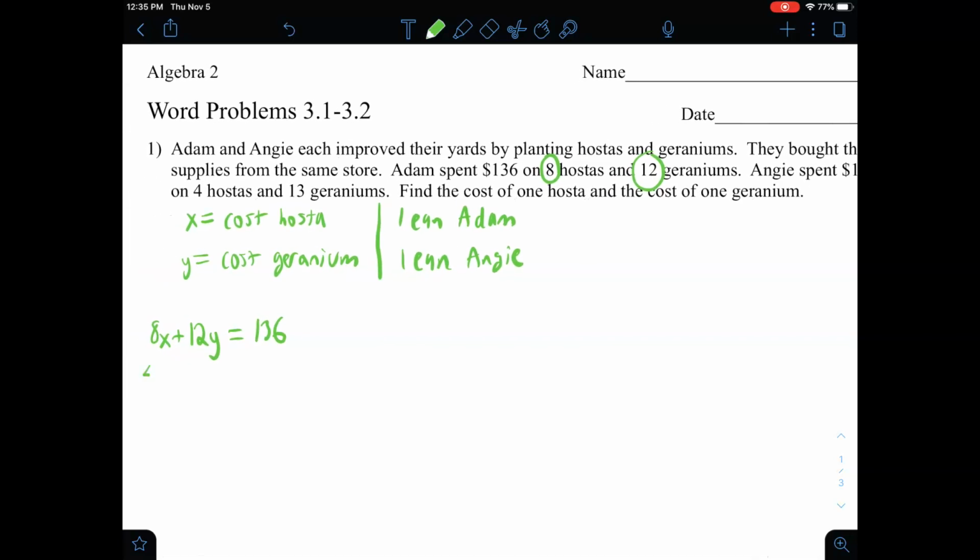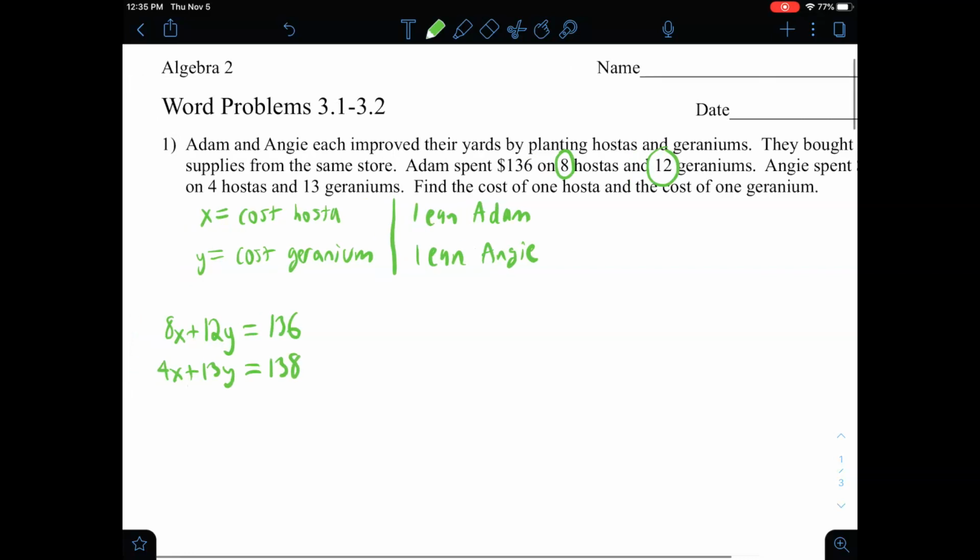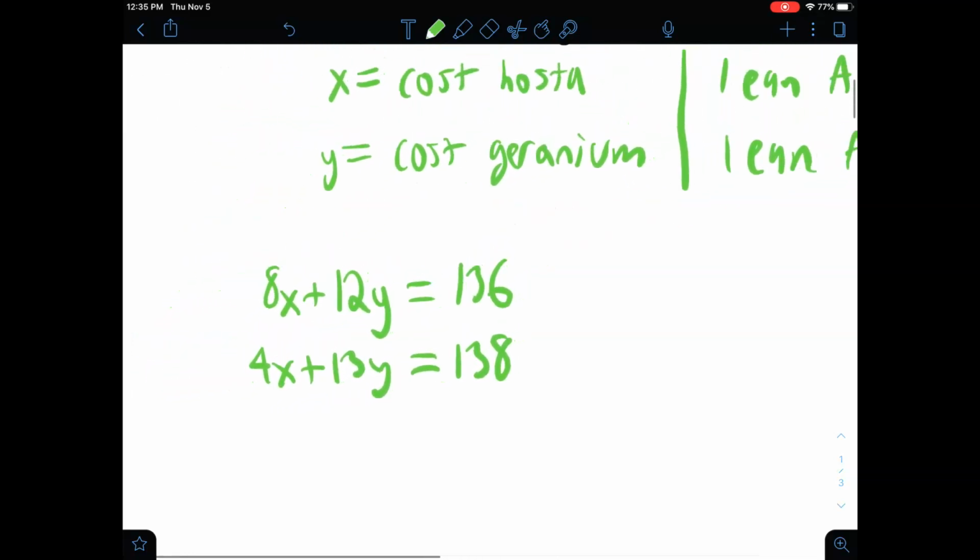Angie, okay, she got 4 hostas, so 4x, plus 13 geraniums, 13y, is going to equal what she spent total, which is 138. All right, now we have our 2 equations here. So what do you guys think? Is this a substitution problem or an elimination problem? I would say an elimination problem because we don't have a 1x or a 1y we're working with here. We have just all kinds of stuff.